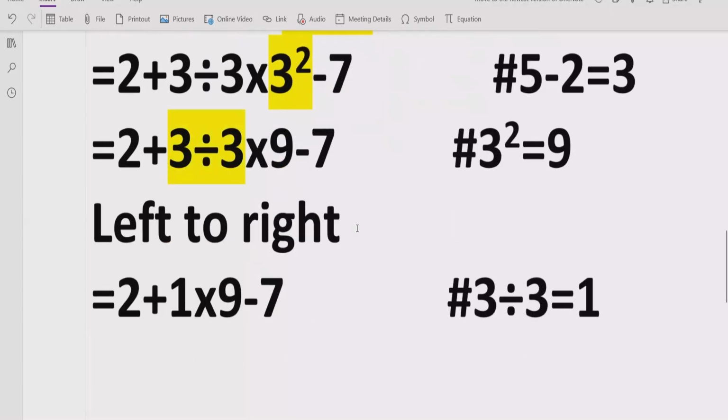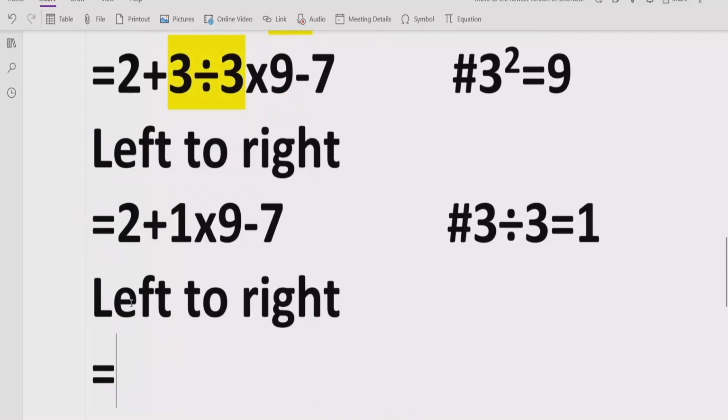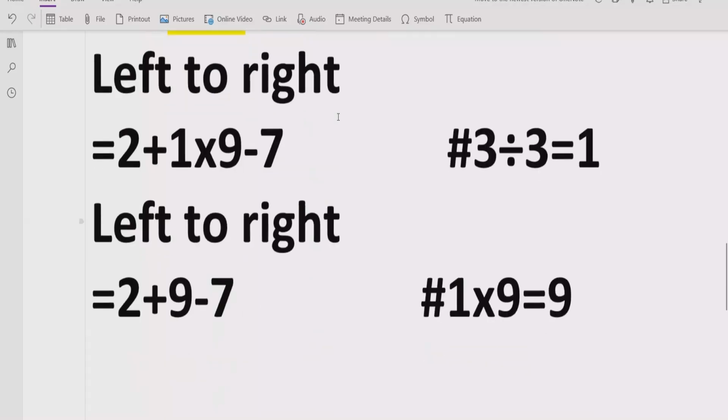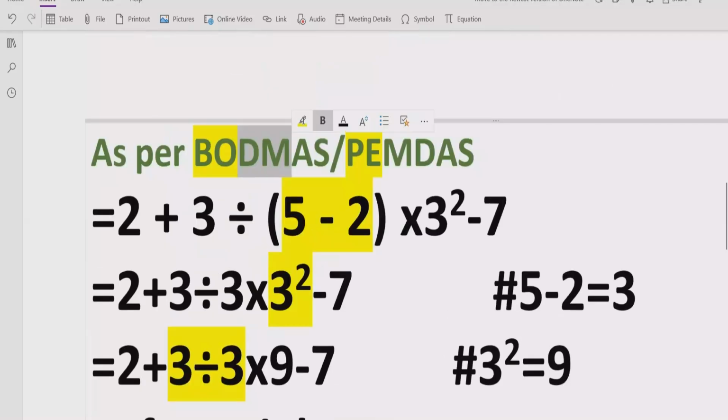Now move forward. Again, we have to go left to right and find out which is coming first. So now we have 2 plus 9 ones are 9, minus 7. And here we have to give the reference: 1 multiplied by 9 equals 9. Now we have solved the division and multiplication, or you can say multiplication and division.